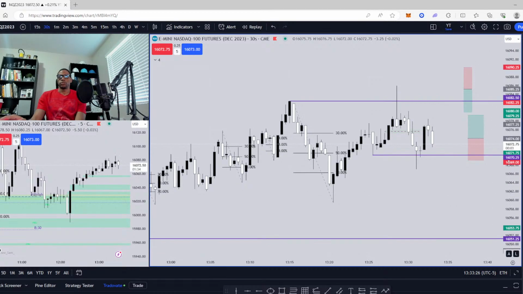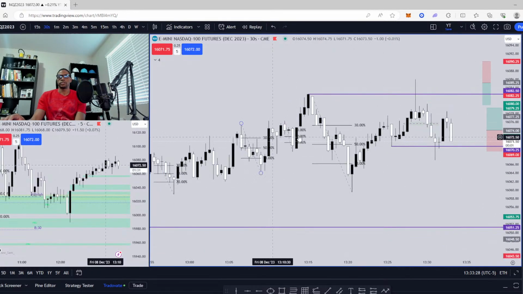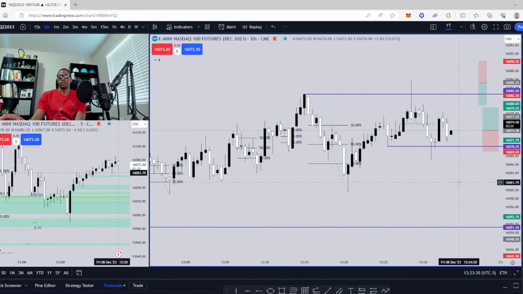All right, just past 130, and price is still in this consolidation zone. So again, we're not seeking trades in this area. Well, let me rephrase that. I'm not seeking trades in this area. According to your risk assessment, your risk analysis, you are free to do whatever you feel.